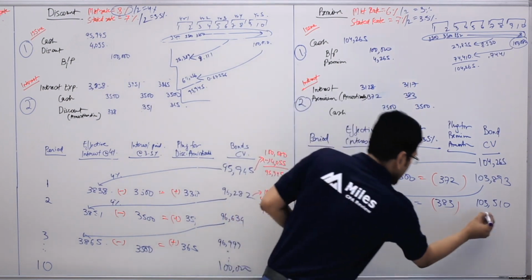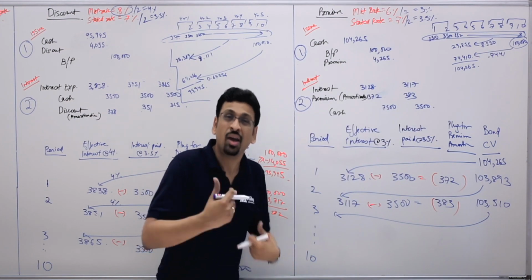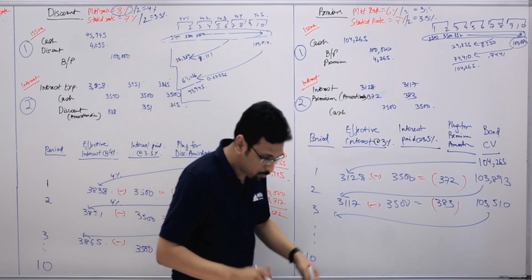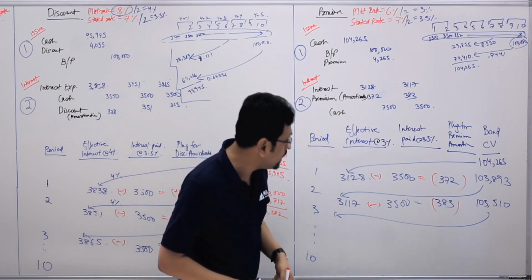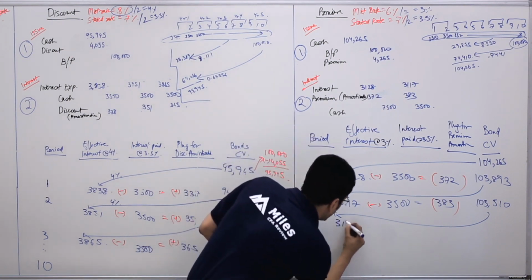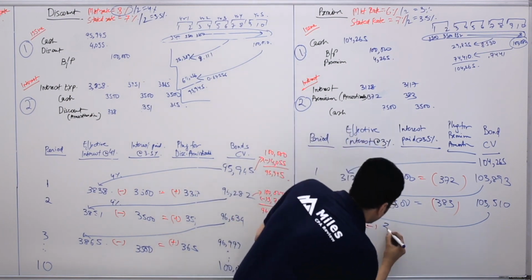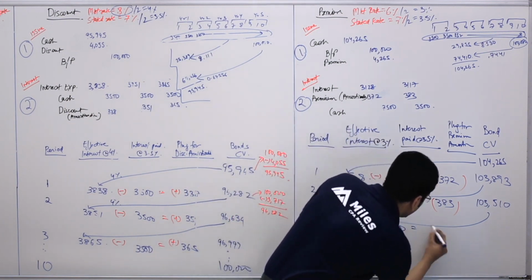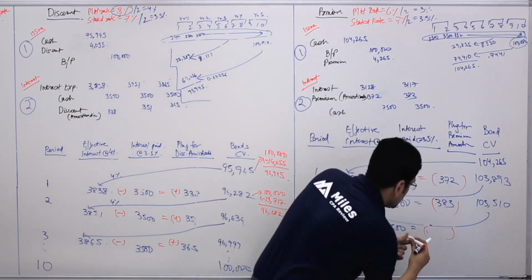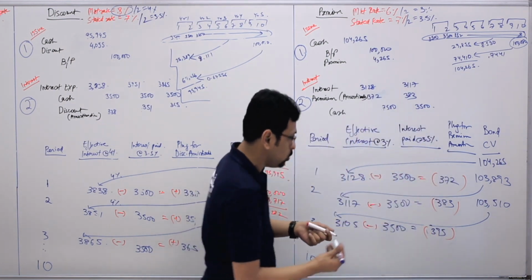Now let's continue doing this amortization schedule. I know you're loving doing it. You want me to do it for all 10 periods, but I'll leave that to you. You have it on your book, look it up. So we're doing 1, 2, 3, and then we'll get to period 10 directly. So third period, we're doing 103,510 into 3%, that gives us 3,105. So that's for the third period, minus 3,500. The plug for premium amortization is 395, and the bond carrying value is 103,115.